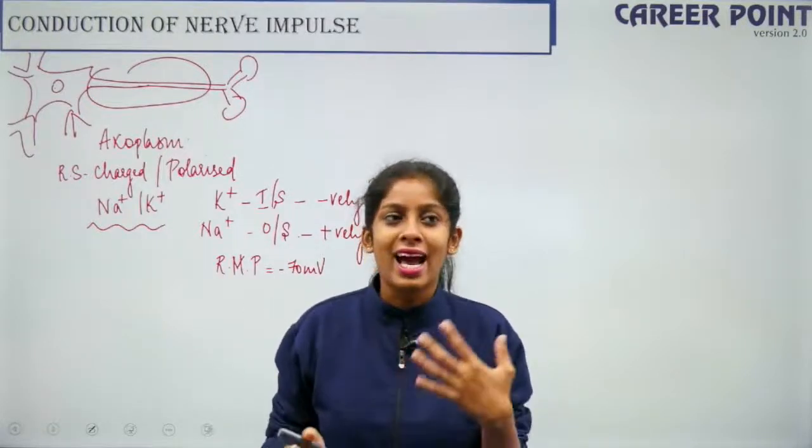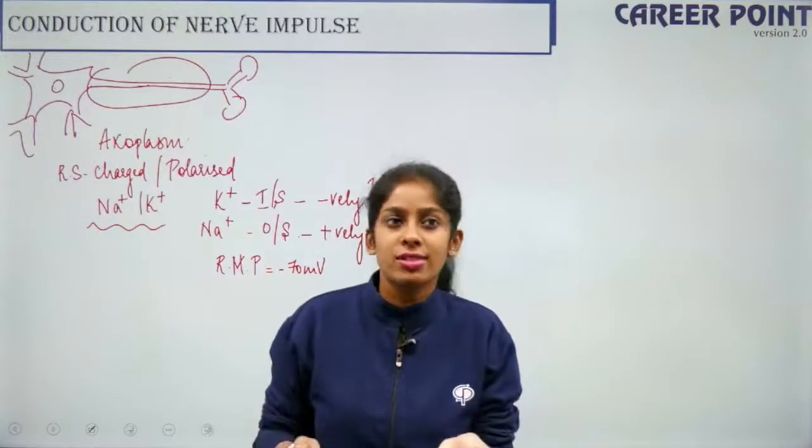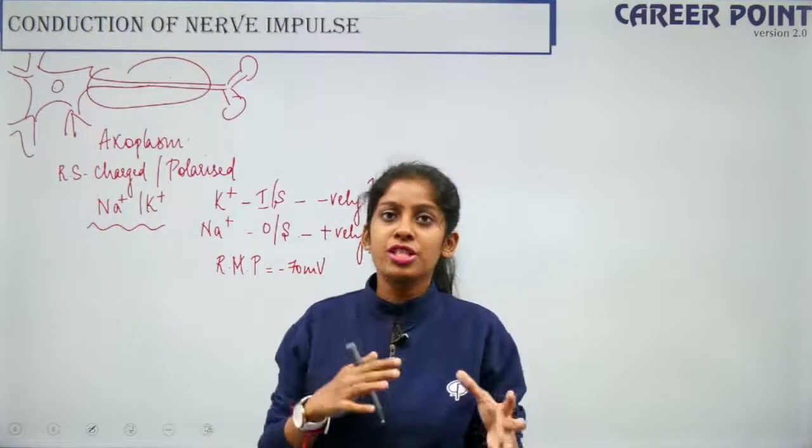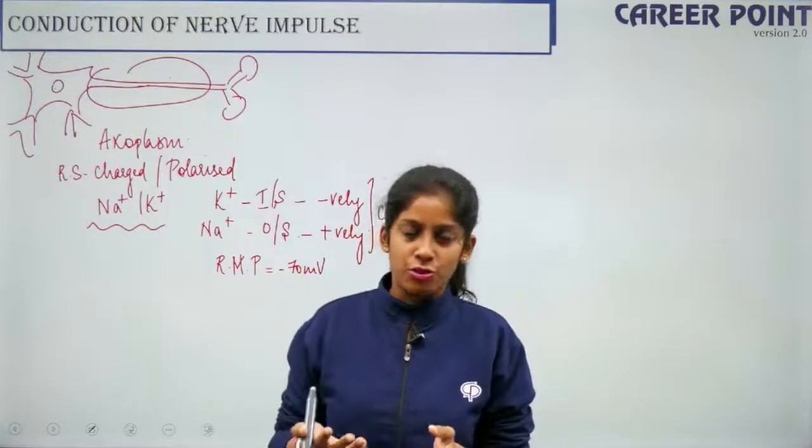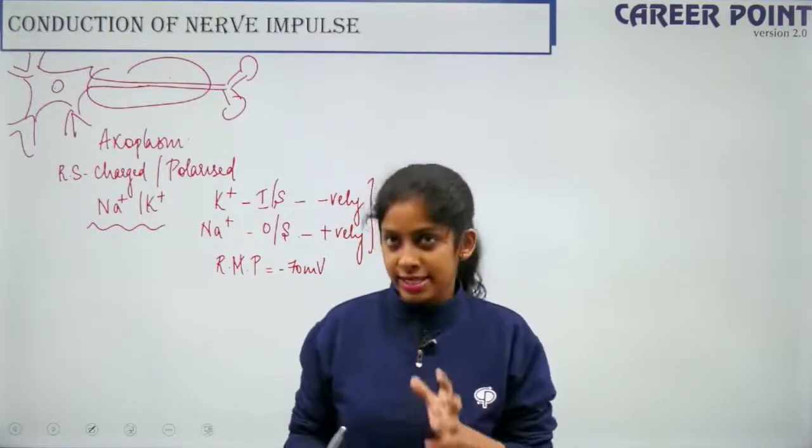On the outer side I have people whom I don't know, because that is the outside of my house, right? So there is a difference in population. Obviously on the outer side I have more people than my family members, right? So there's a concentration gradient setup.